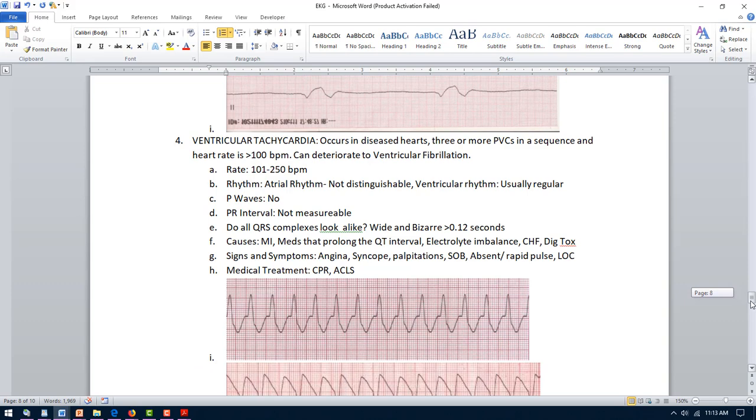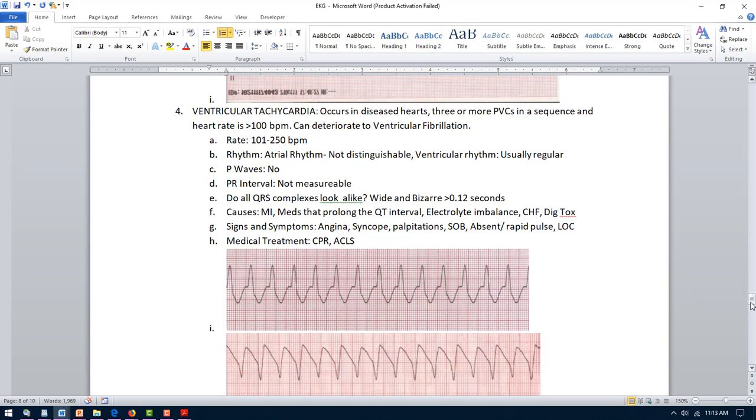Alright. Moving on. VTAC. This is kind of like a run of PVCs, if that helps you remember it. Rate greater than 100, like 100 to 250.